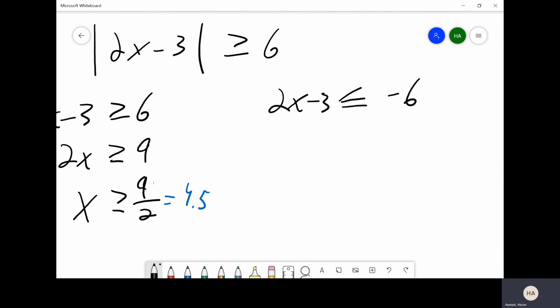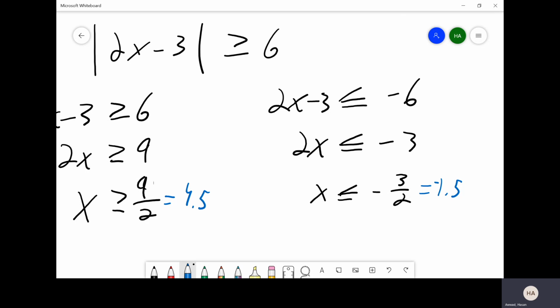Okay, and over here, we're going to add 3 to both sides. We get 2x is less than or equal to negative 3. And dividing by 2, we get x is less than or equal to negative 3 halves. And this is the same thing as negative 1.5.